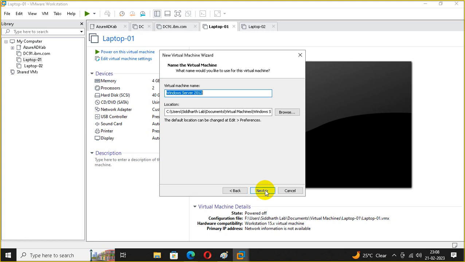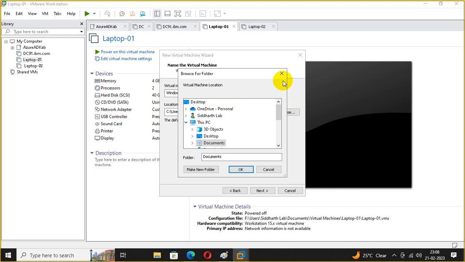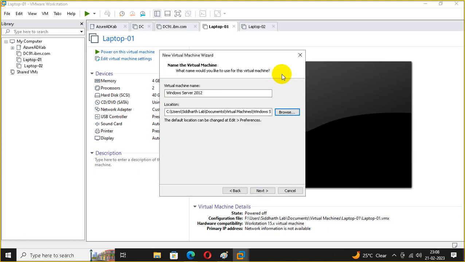No, 2012 is very light. But for your information, within the next year 2012 will expire, and then we have to switch to 2016, 2019, or 2022. After the next classes we will learn about the entire OS history and OS versions. Here I am using 2012 because it's lightweight.